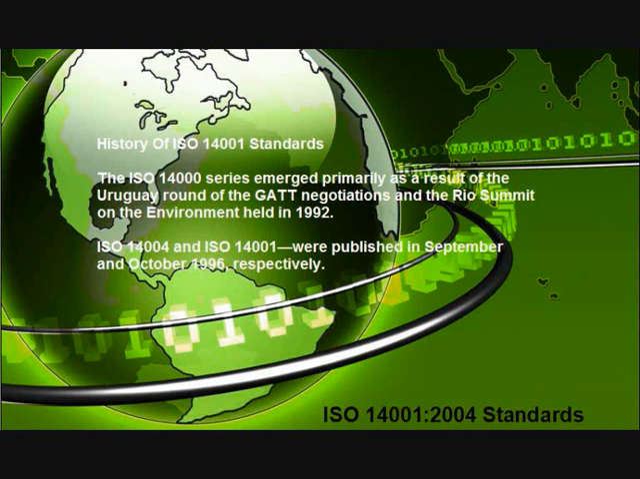History of ISO 14000. The ISO 14000 series emerged primarily as a result of the Uruguay round of the GATT negotiations and the Rio Summit on the Environment, held in 1992. While GATT concentrates on the need to reduce non-tariff barriers to trade, the Rio Summit generated a commitment to protection of the environment across the world.